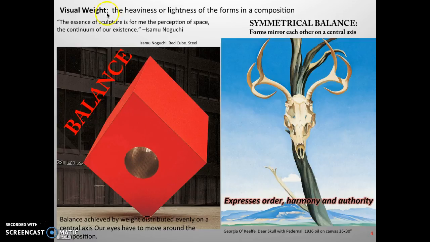So this is a quote from Noguchi: "The essence of sculpture is for me the perception of space, the continuum of our existence." He raises those issues by the color that he uses, setting the object on kilter. And then again, the positive and negative relationship of the circle within the square.